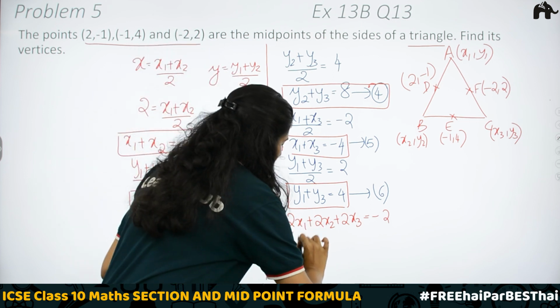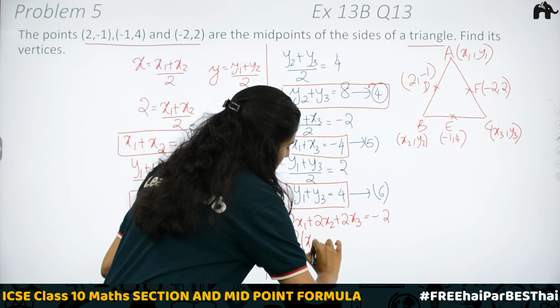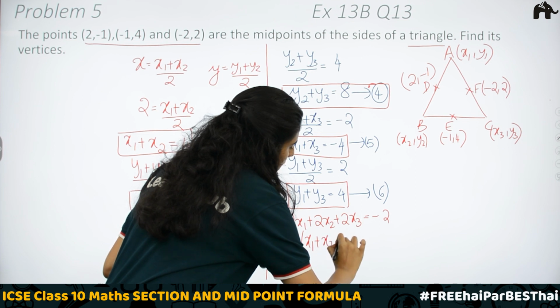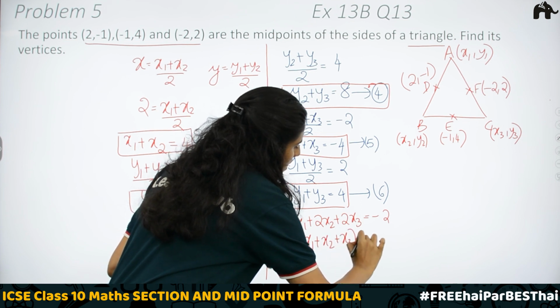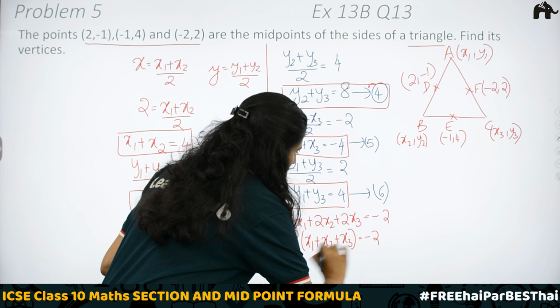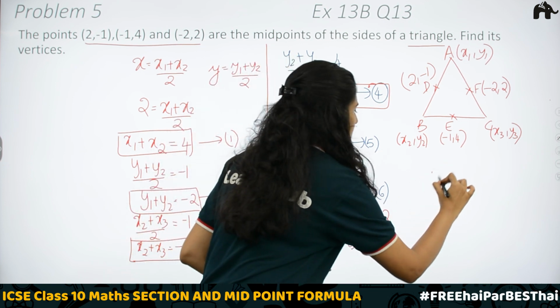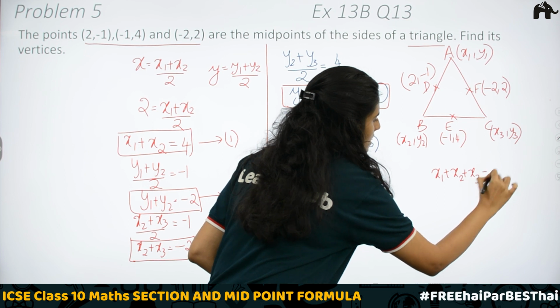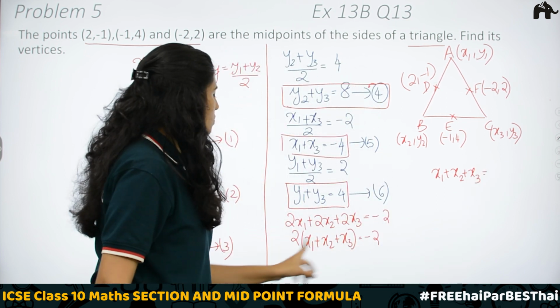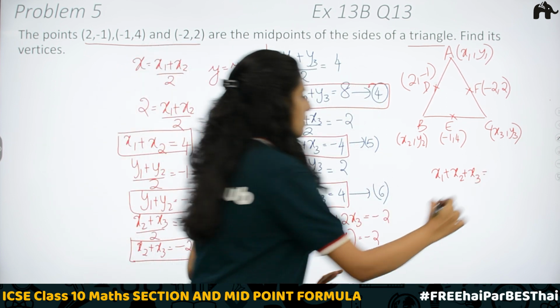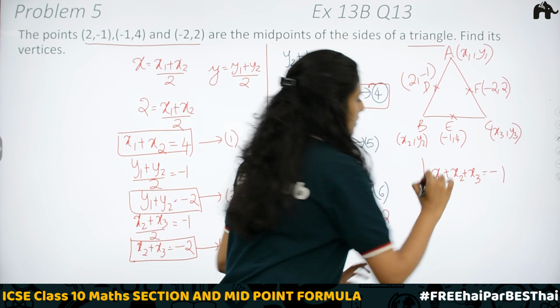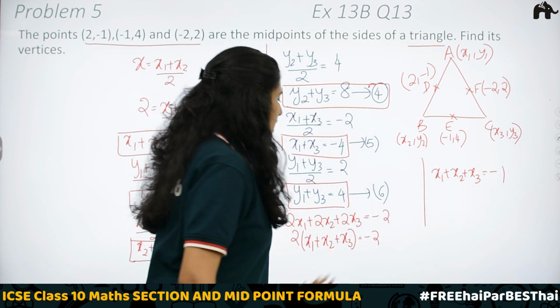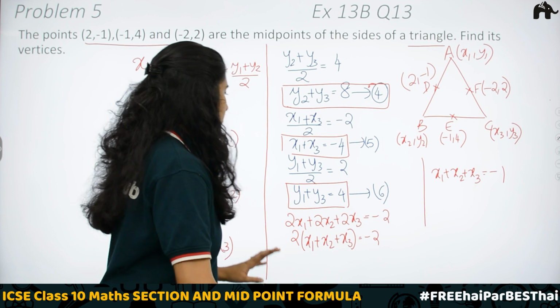Now, taking 2 common, x1 plus x2 plus x3 is equal to minus 2, or we can write x1 plus x2 plus x3 is equal to minus 2 divided by 2, which is minus 1.